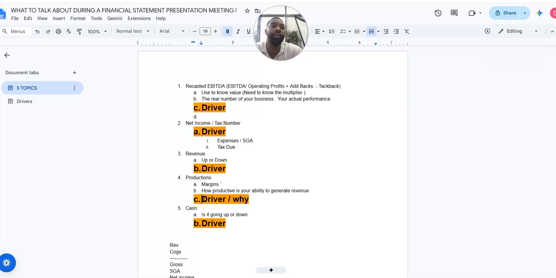Then I'm going to look at the drivers. Anytime you see these yellow drivers, it's basically me asking why. Why did it go up or down? And what can we do about it? But the main reason is, why is it going up and down? Because I want to understand the why.